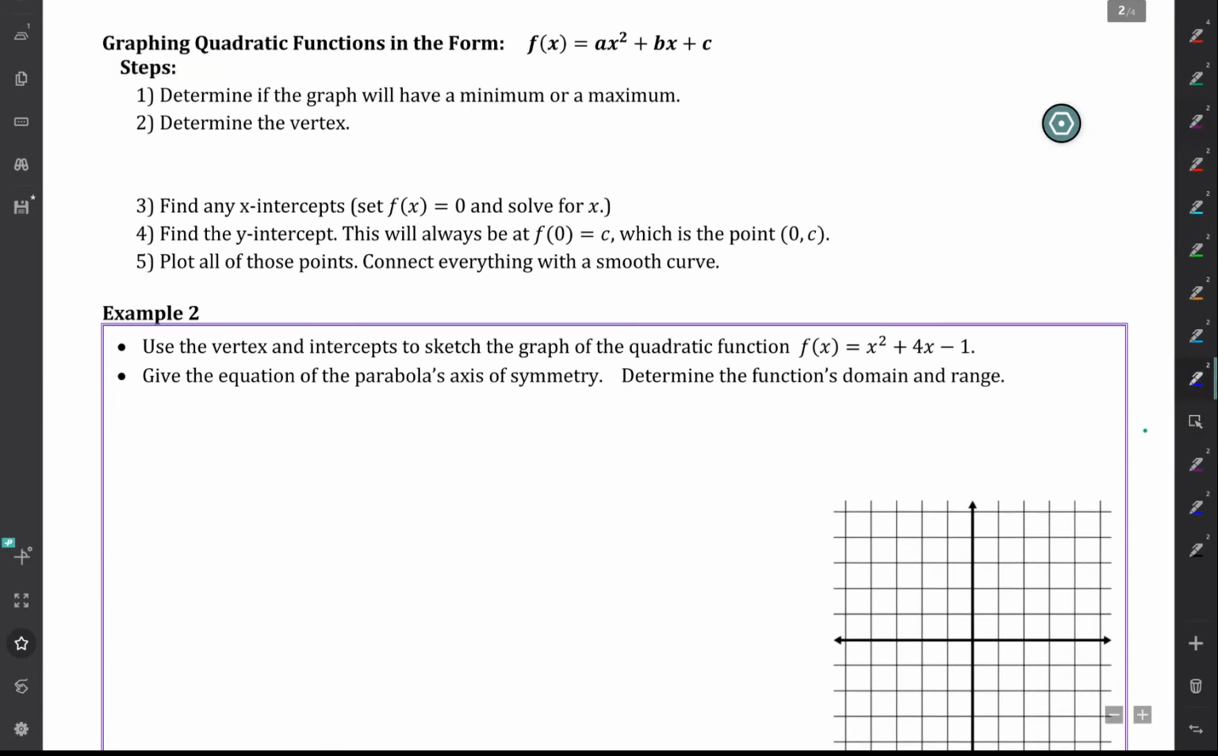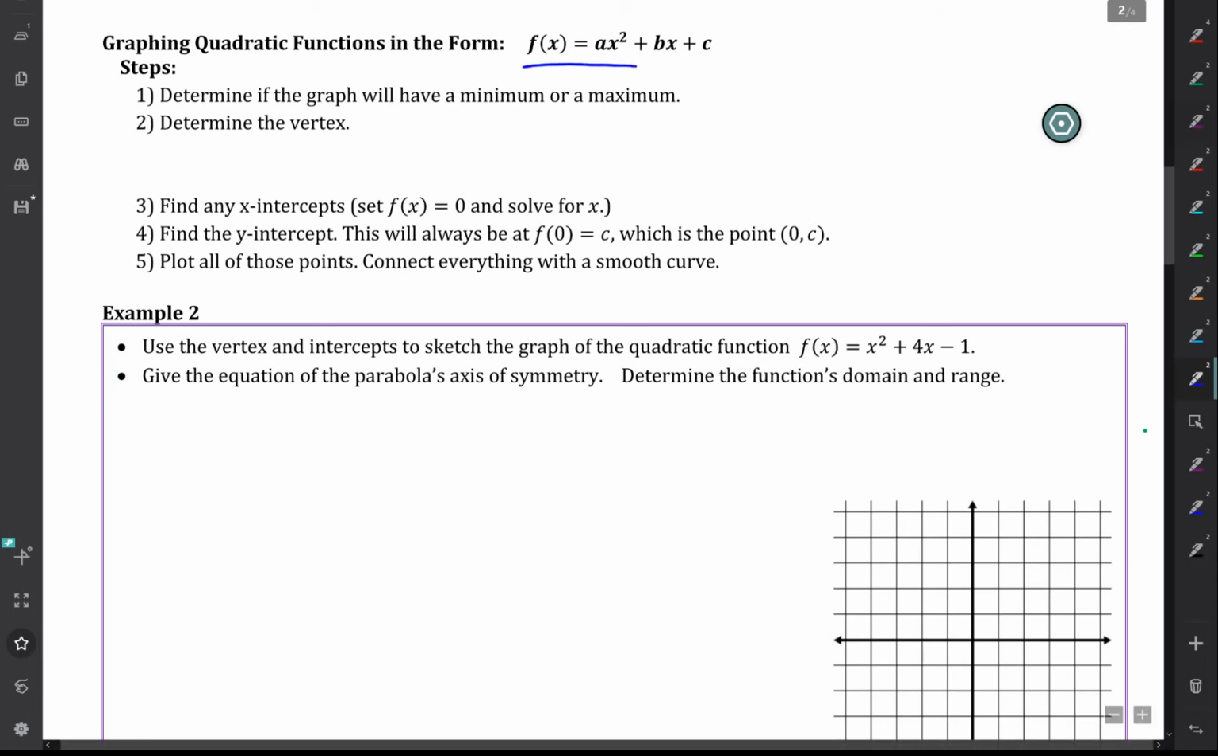Alright, so in the last video you saw that graphing quadratic functions is actually very easy if the quadratic function is in standard form. And so what I want to do in this video is show you how to put something that's in the form ax squared plus bx plus c into the form f of x equals a times (x minus h) quantity squared plus k. So how do we find h and k?